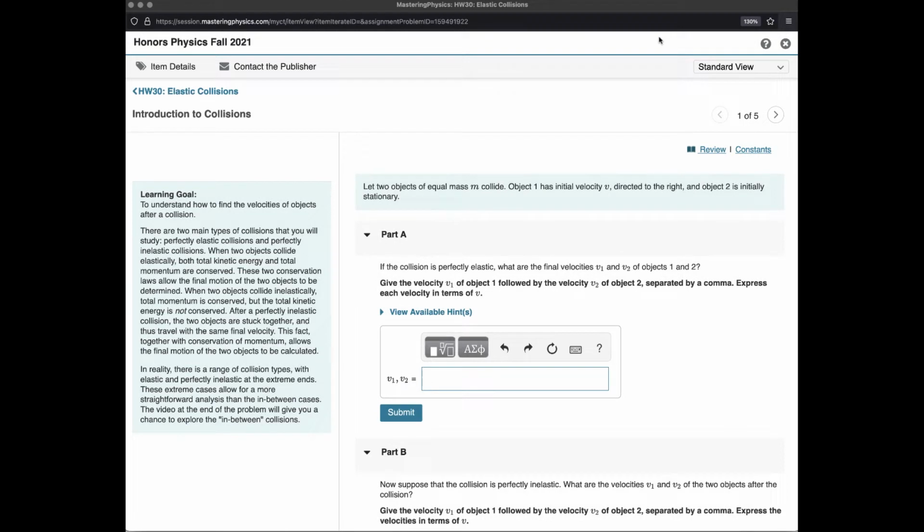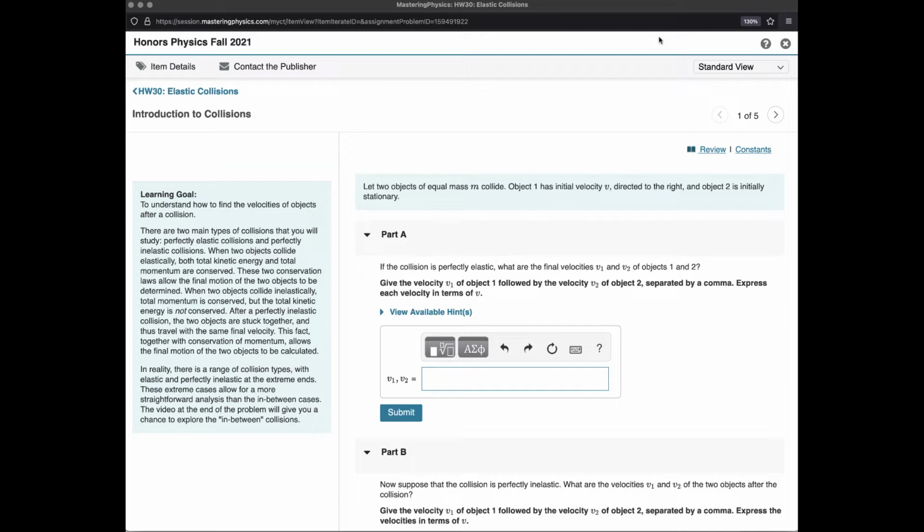It's the final homework assignment of Honors Physics at PW, homework number 30, elastic collisions. And the key here is that in all of the questions we see in this assignment, they all imply in one way or another that when the collision takes place, the collision is elastic. That is to say, the energy is conserved.